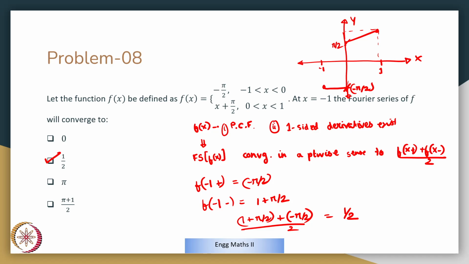So option number B. This problem basically touches upon convergence criteria, specifically the pointwise convergence criteria, and it requires that f of x be not only piecewise continuous but also have one-sided derivatives, which is what exists for this particular function f of x.